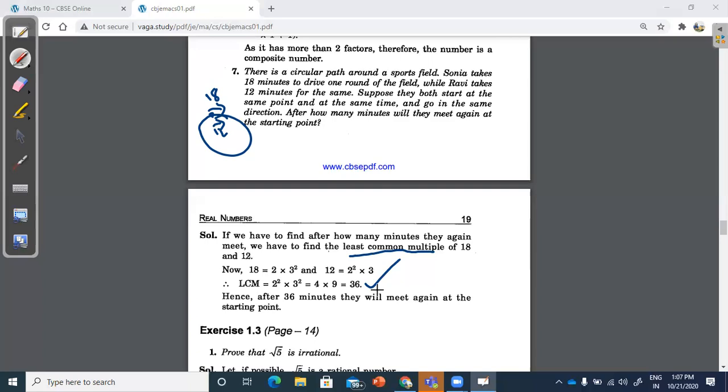So that's your exercise 1.2. I hope you're going to revise this, and the concept should be clear. So you need to practice all these questions, and then you will be able to do these very comfortably.